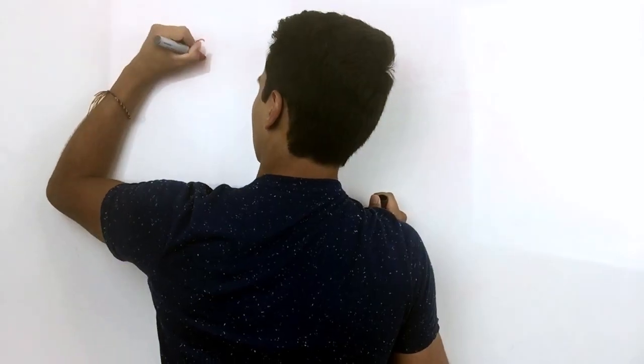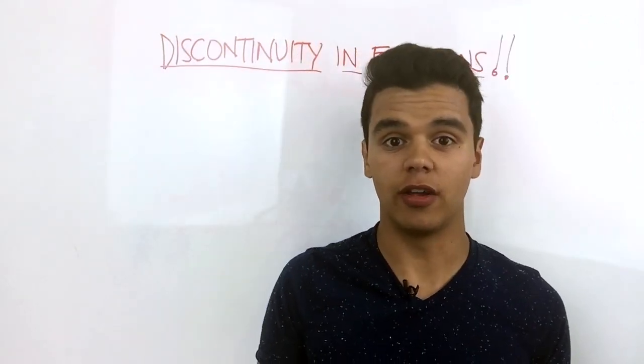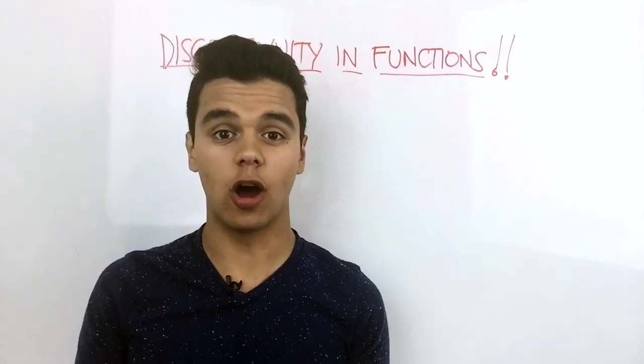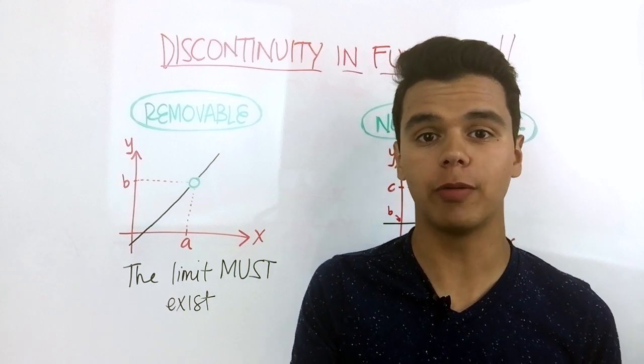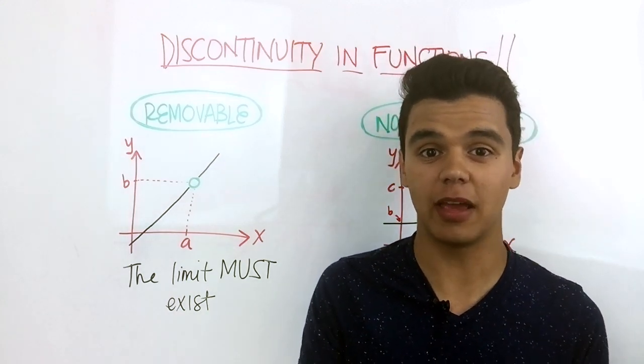Today we're going to talk about discontinuity in functions. In functions, there are two different types of discontinuities. They're called removable and non-removable. Okay, so let's talk about the removable discontinuities first. You can fix these types of functions and make them continuous.